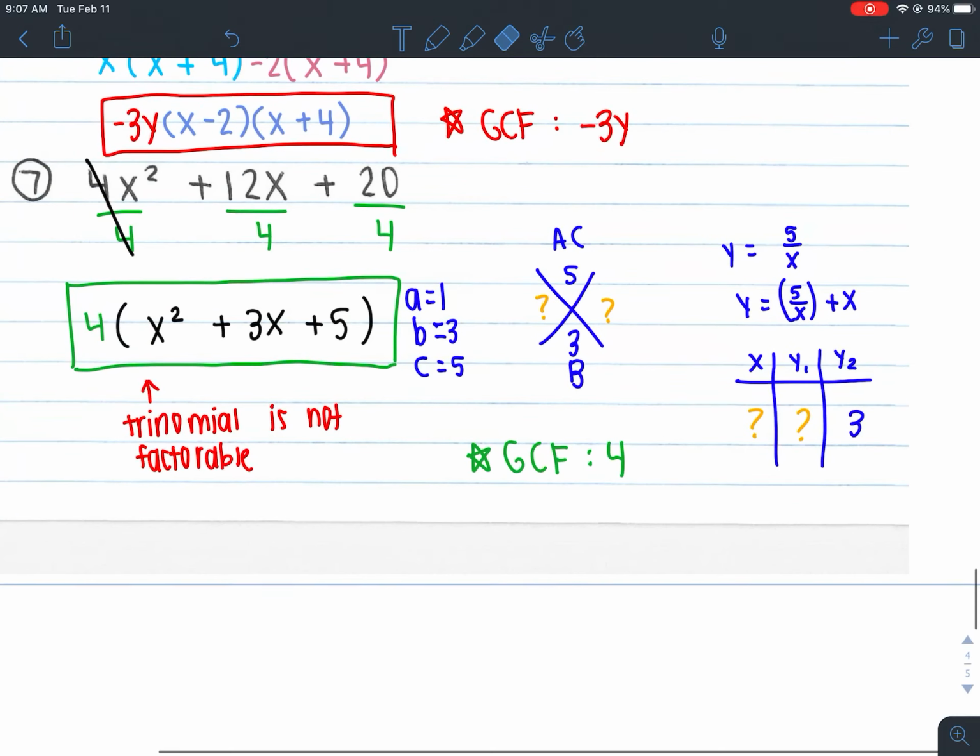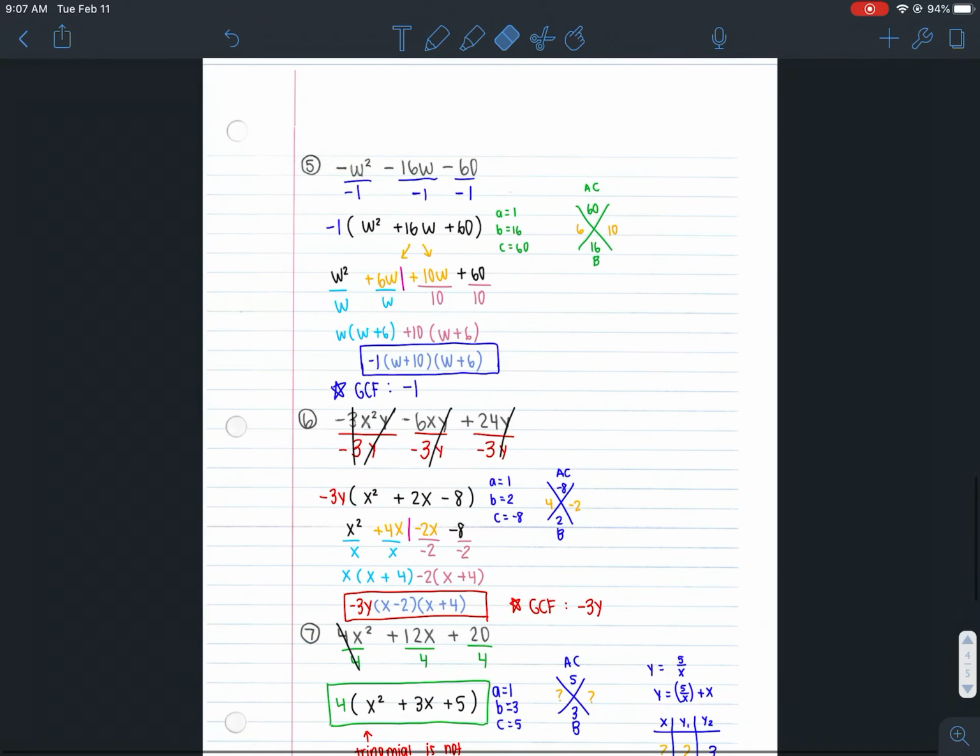So again, you factor as much as you can. So in the last example, in number 7, the most we could factor out was a 4, but I couldn't keep going. I couldn't factor by grouping because I could not find those 2 numbers. So that is why I have that last example in there.